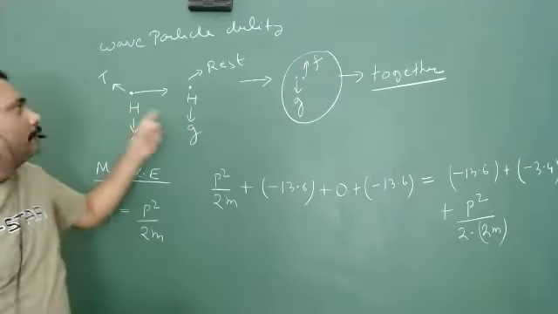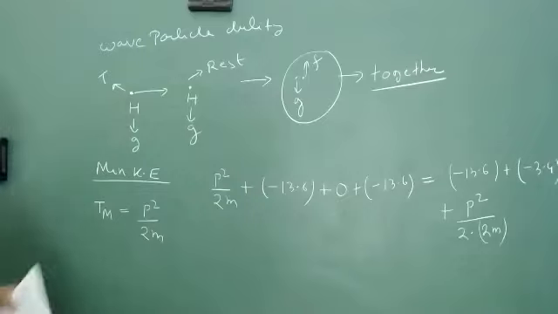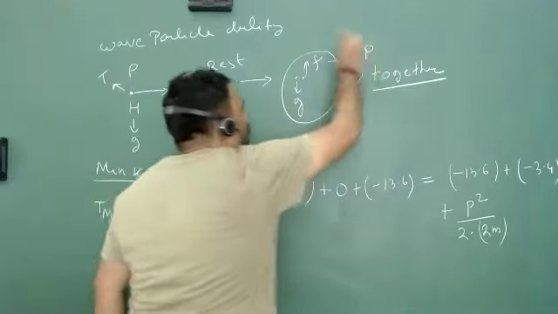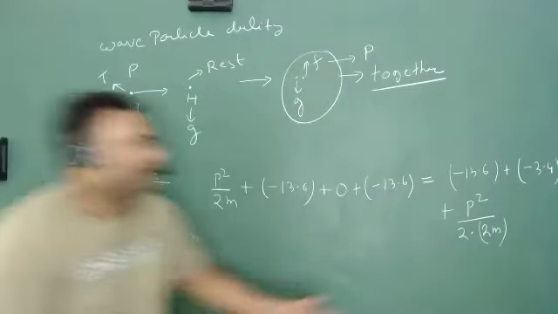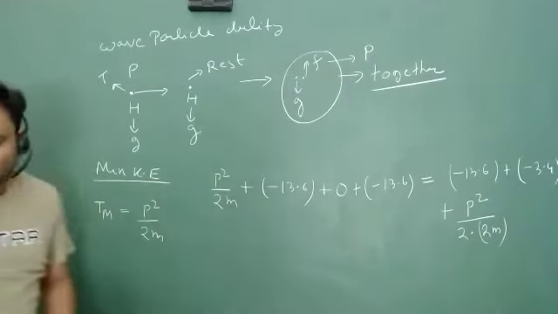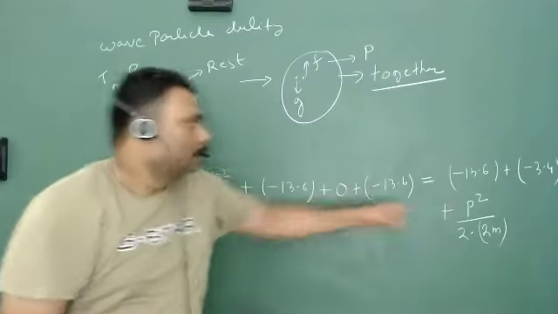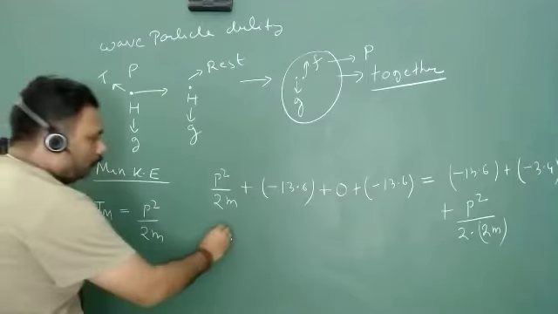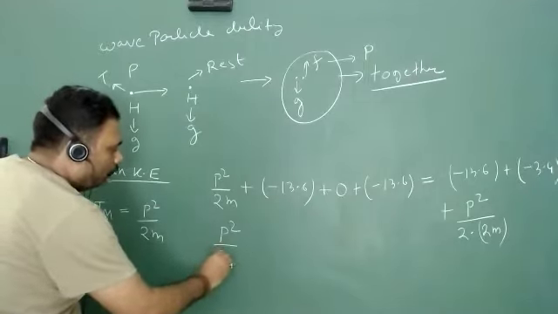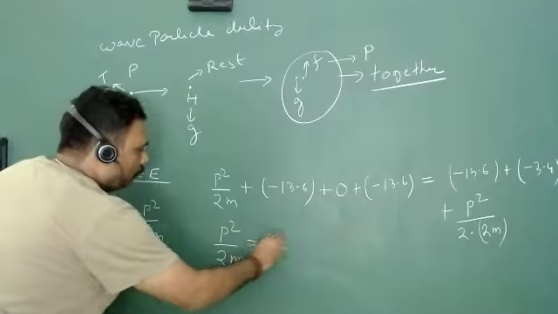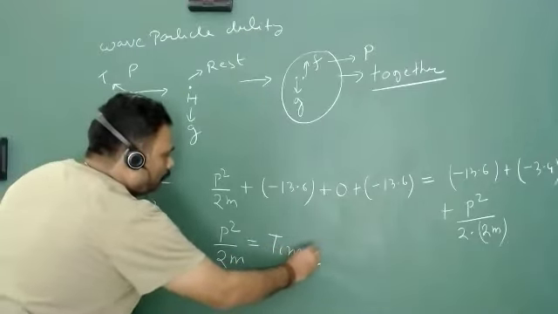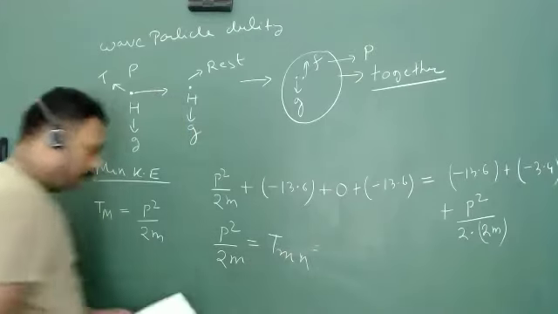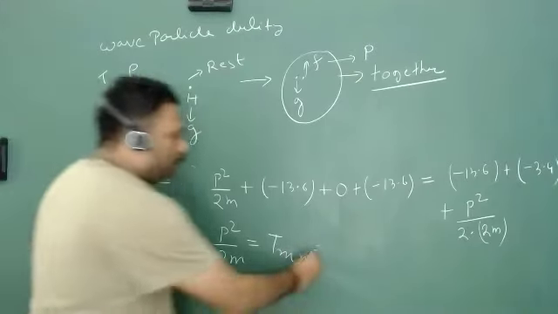So from the conservation of momentum, if it has some momentum p, the whole system will also have some momentum p, but the whole system has a different mass, that will be 2m. So when you use all this calculation, you can get p square upon 2m, which is nothing but the t minimum.